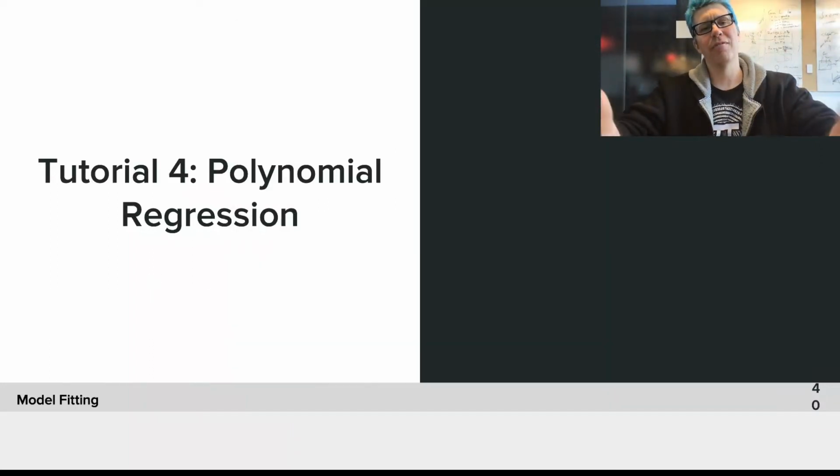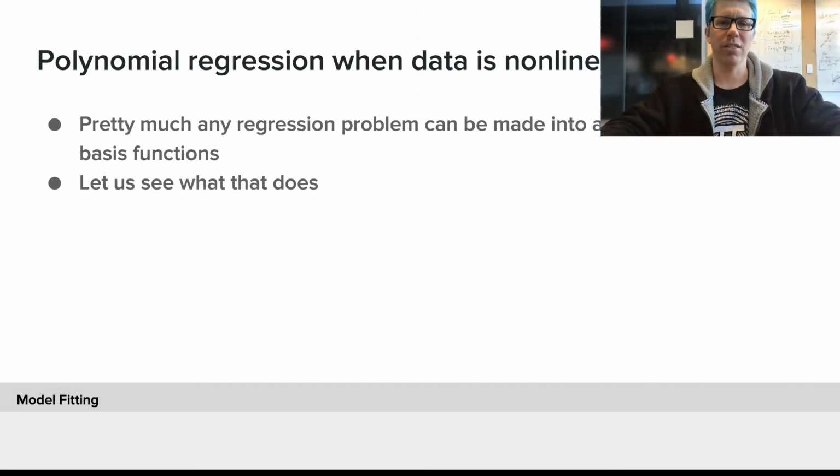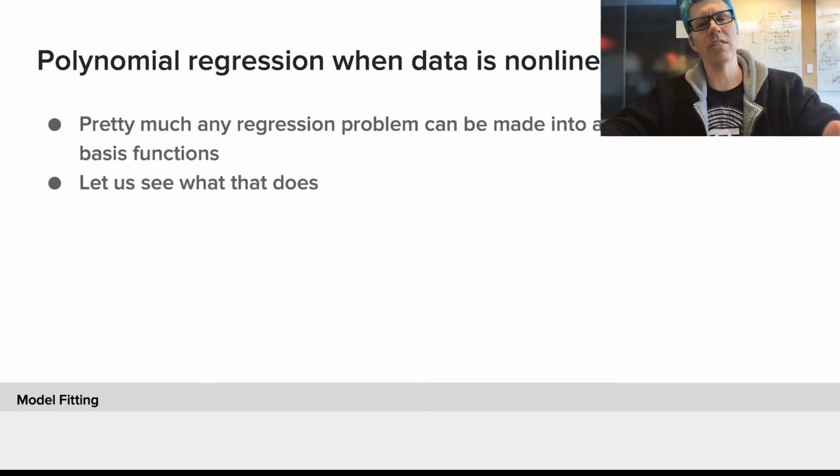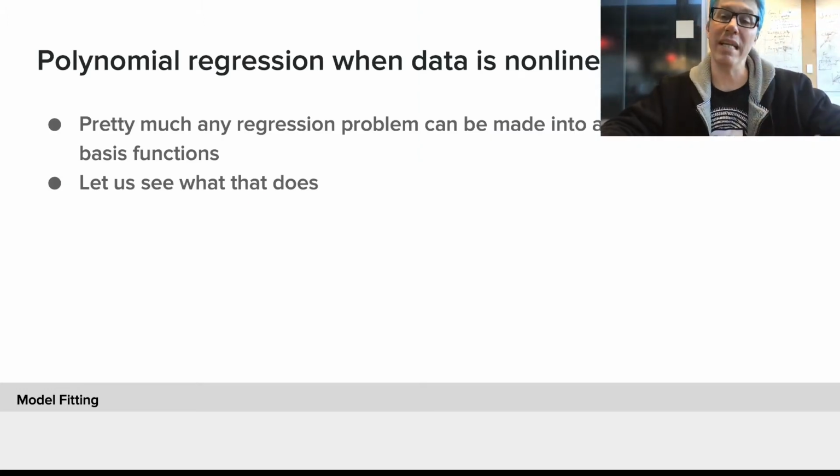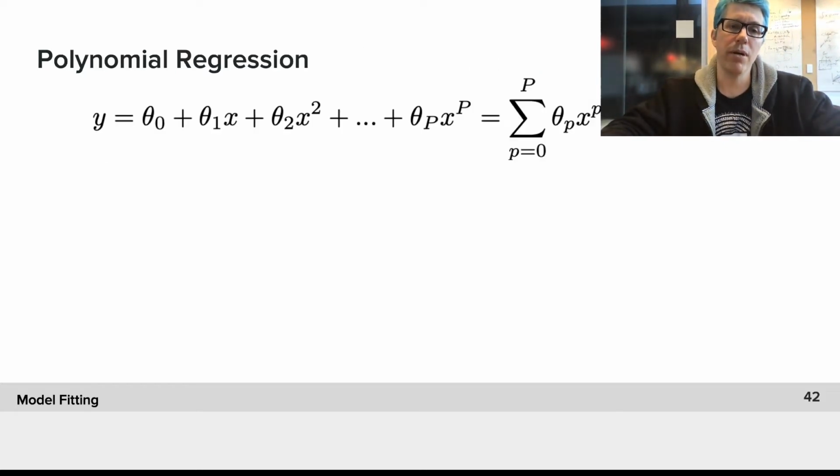It's time for tutorial 4, polynomial regression. Polynomial regression is something that we can use when data is nonlinear. It's not the state-of-the-art technique for that, but it is one that we can really use to learn something about nonlinear problems. Pretty much any regression problem can be made into a linear one using basis functions. Let's see what it does, because it will give us an idea on how to solve nonlinear problems.